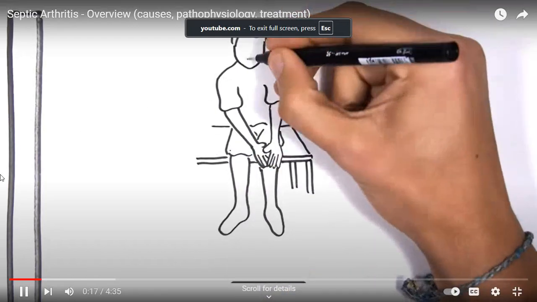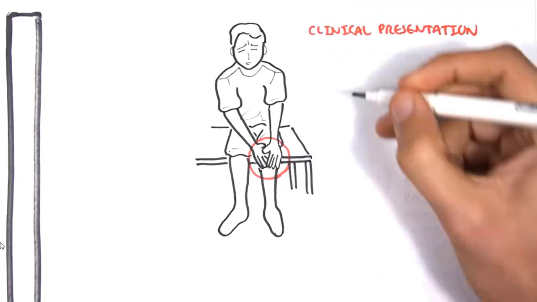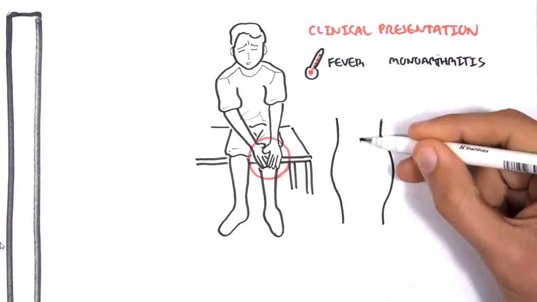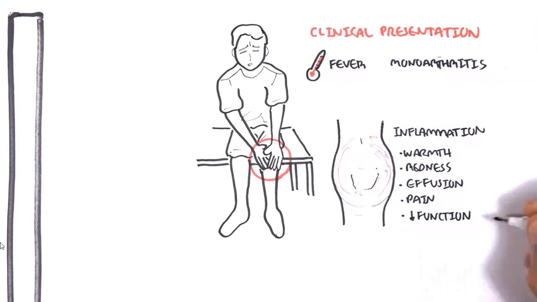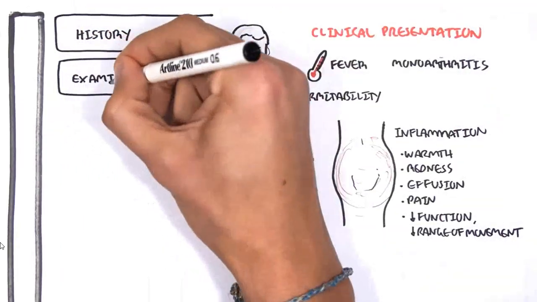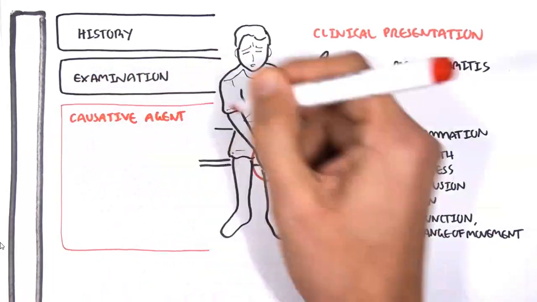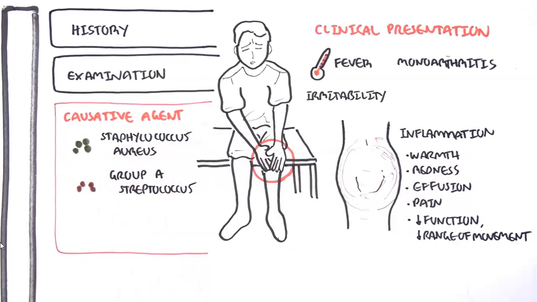It is important to rule out septic arthritis, as this can cause irreversible damage to the joint. Salient symptoms of septic arthritis include fever and monoarthritis, which means one inflamed joint. Inflammation of the joint is characterized by warmth, redness, erythema, pain, and decrease in function or range of movement. The person presenting with an inflamed joint requires a thorough history and examination. For septic arthritis, the main causes are Staphylococcus, Streptococcus, and Neisseria gonorrhoeae, which is essentially sexually transmitted bacteria.